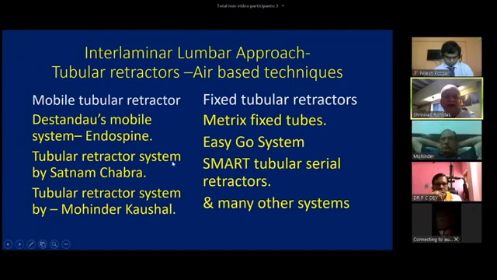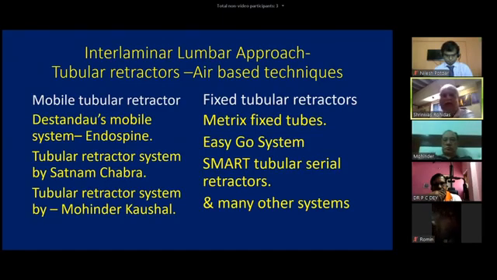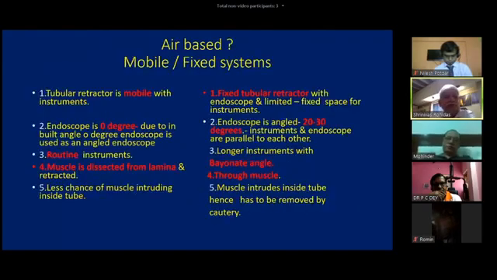In tubular retractor, Satnam Singh has modified it. Tubular retractor Destandau, Mohinder Kaushal has modified it. In fixed tubular retractor, we started with Matrix, EasyGo system, and there are many other systems also. With the Matrix system, they were not making their own endoscopes. That's why the endoscopic vision was not good. Now with the EasyGo system, the stars have come into the field and the endoscopic picture quality has become much better as compared to the Matrix fixed tubes.